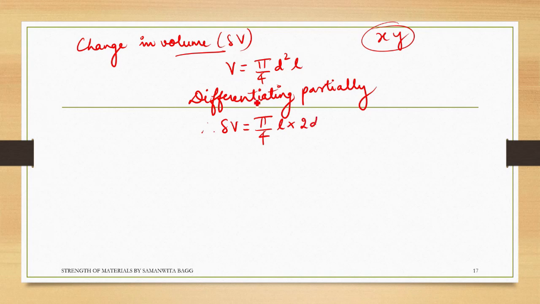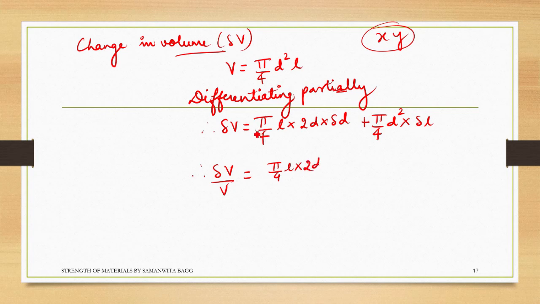Diameter will become 2d, that is differentiation of d square, and I have to multiply with delta d because it is partial differentiation. Plus, pi by 4. For the second one, let d square be as it is, and I'll differentiate with respect to L. So this becomes delta L, because differentiation of L is 1, and I have to multiply with delta L. Now let me divide both sides with the volume.